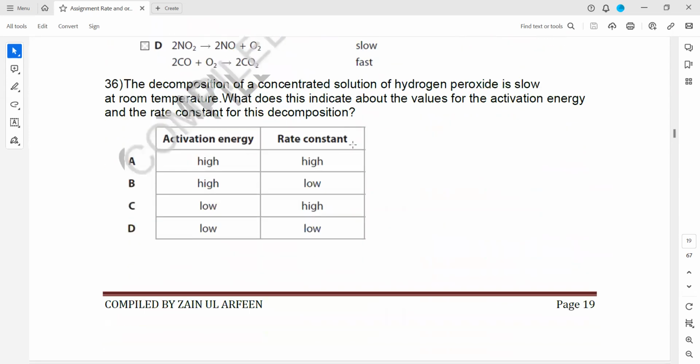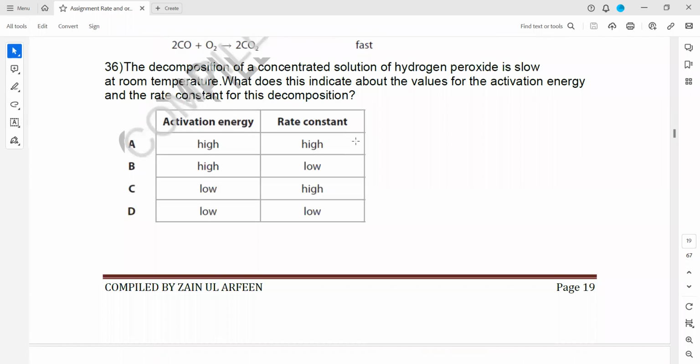Then the decomposition of a concentrated solution of hydrogen peroxide is slow at room temperature. What does this indicate about the value of activation energy and the rate constant of this decomposition? If a reaction is slower, the activation energy will be higher. If a reaction is faster, the activation energy is lower, so the reactants can easily reach the activation energy. And what about the rate constant? Because the reaction is slower, the value of the rate constant should be low. If a reaction is faster, the value of the rate constant will be high.